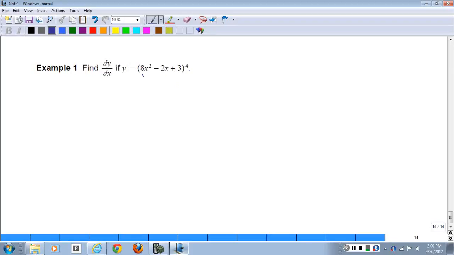The function u is to be thought of as the inside function. Basically, composition of functions means you evaluate one function and you get an answer, and you take that answer and then evaluate the next function at that answer. That's how composition works. So the inside function, the first one that you would evaluate, is the u. So we let u equal 8x squared minus 2x plus 3.